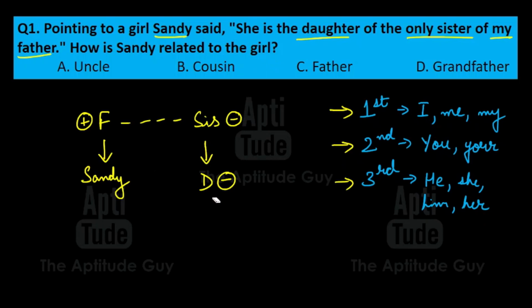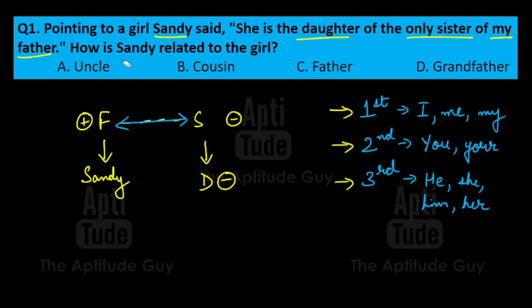Obviously, Sandy is the cousin of the girl. Yes. And how is the girl related to Sandy? Again, cousin. Now let me ask you a what if question. What if this sister is not actually a sister? This is a female person named S. And F and S are married.